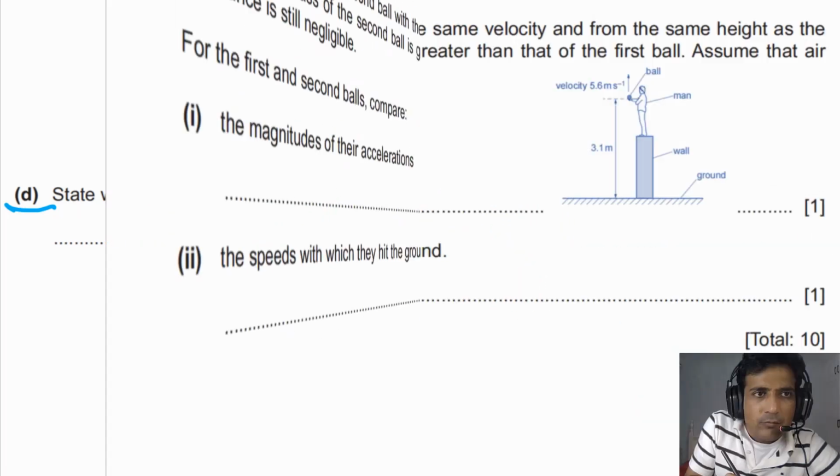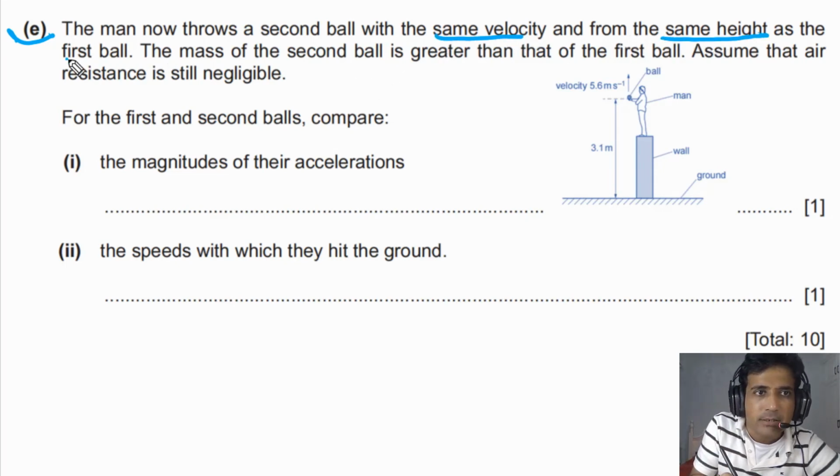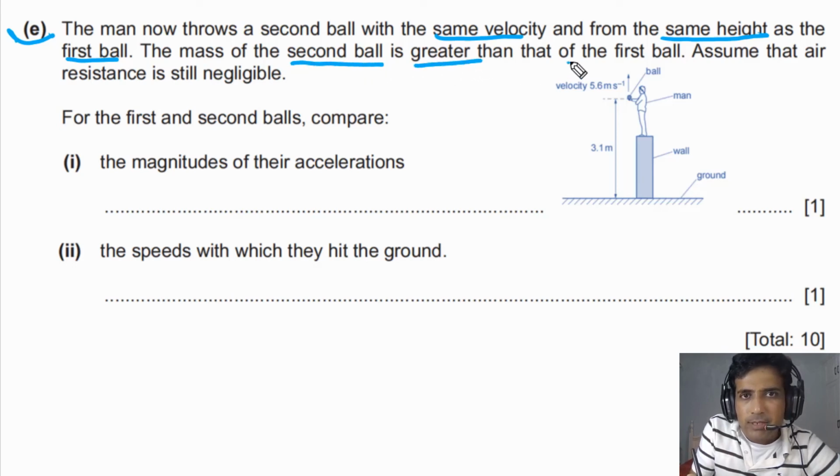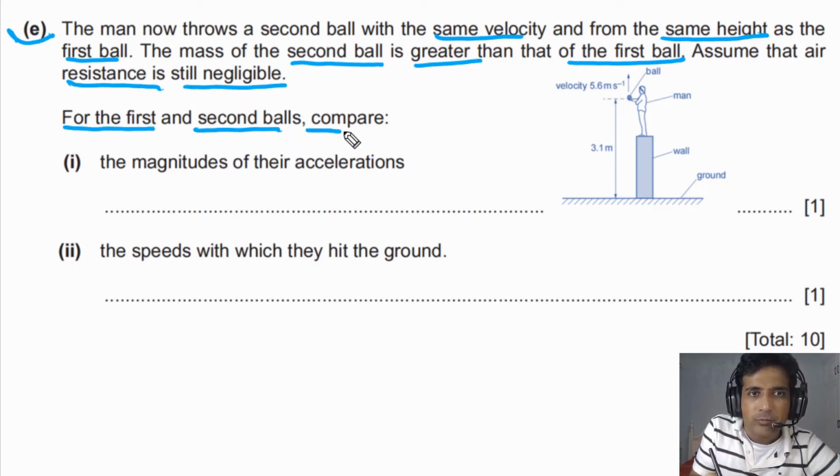For part E, it is given to us that a person throws a second ball with the same velocity and from the same height as the first ball. The mass of the second ball is greater than the mass of the first ball. Assume that air resistance is still negligible. For the first and the second ball, we need to compare the magnitude of accelerations, and also we need to compare the speeds when they hit the ground.